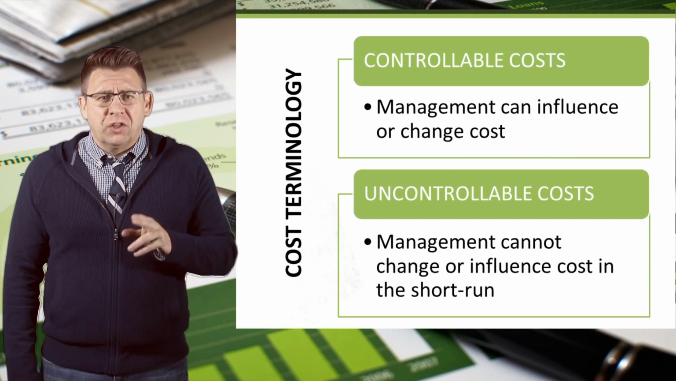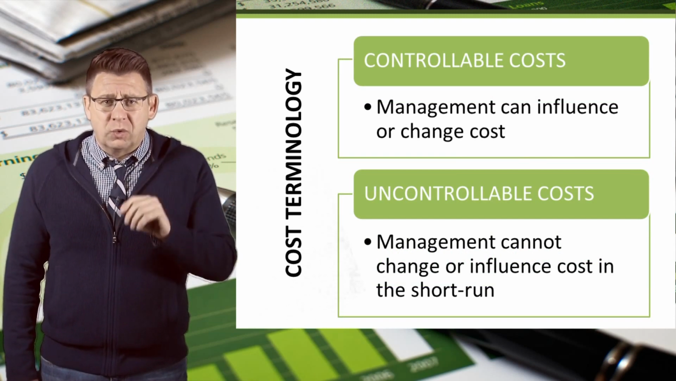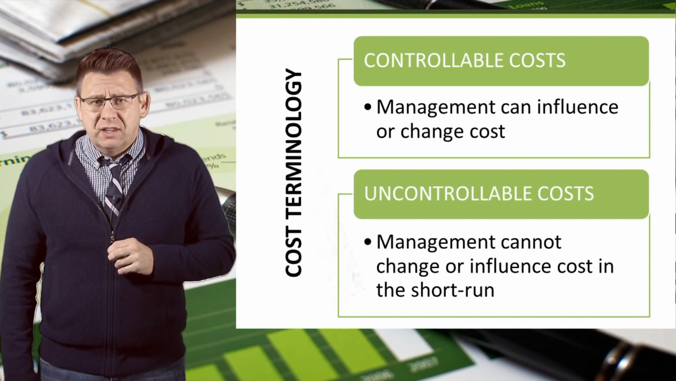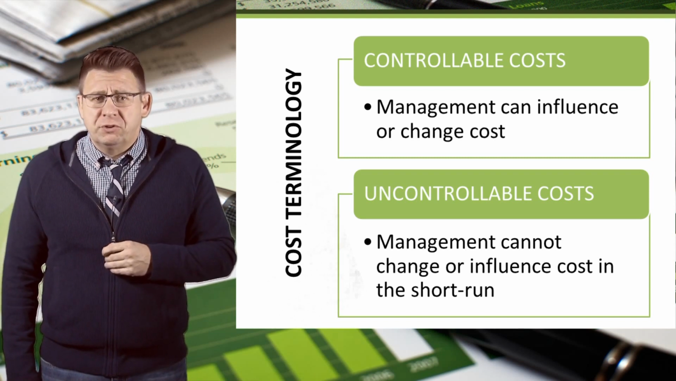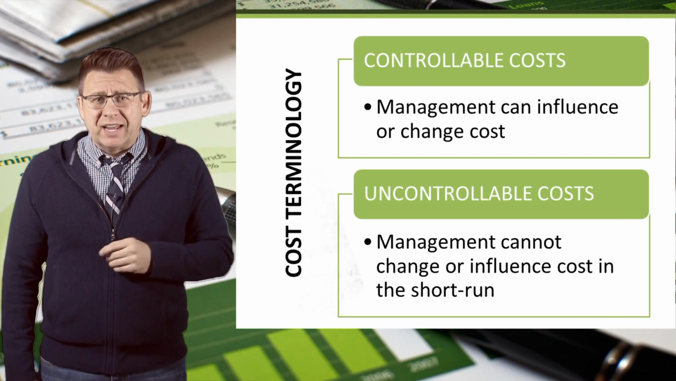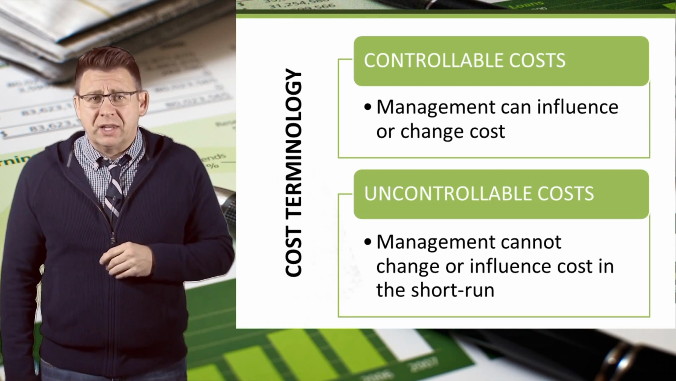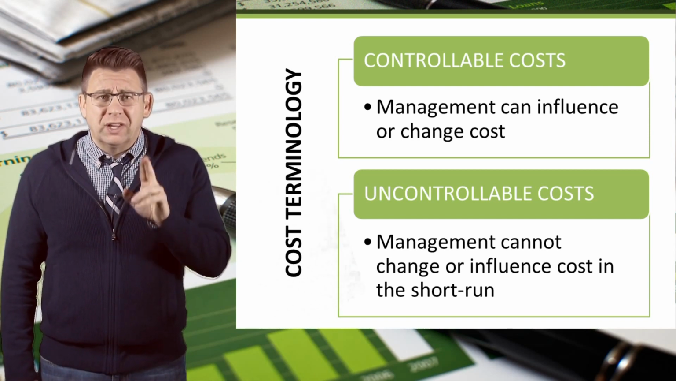Uncontrollable costs are those costs which management cannot influence or change in the short run. An example might be property tax expense. If this expense is too high, there is little management can do about it in the near future. However, in the long run, management may decide to relocate operations to a lower tax municipality. Therefore, almost all costs are controllable in the long run.